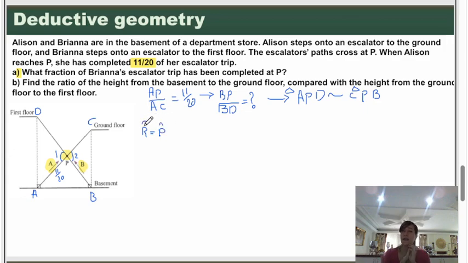Why? For any geometry problem, I have to write my reason. Because they are vertically opposite. Okay, I will go for step 2.